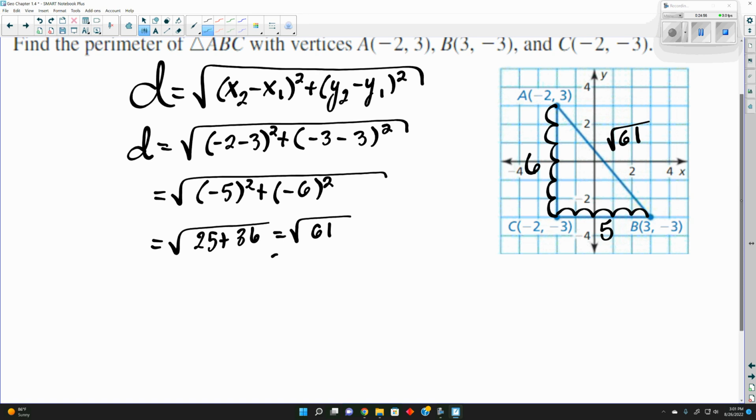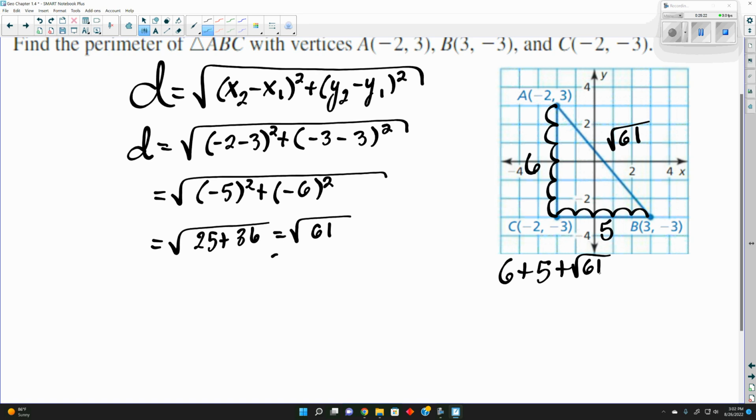Yes. On the perimeter, which is adding them all together. How would you add it? And that's what we'll do next. Okay? We can do it right now. Any questions on how we found the length of each side? So our sides are 6 plus 5 plus the square root of 61.